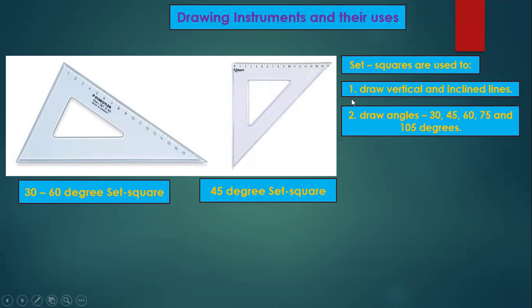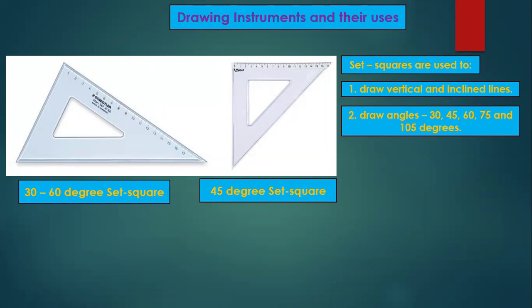Then what are the uses of set squares? Number 1, set squares are used to draw vertical and inclined lines. Then we also use set squares to draw angles, and the angles that we can use set squares to draw are angle 30 degree, 45 degree, 60 degree, 75 degree, and 105 degrees. So these are the angles that we can use set squares to construct.